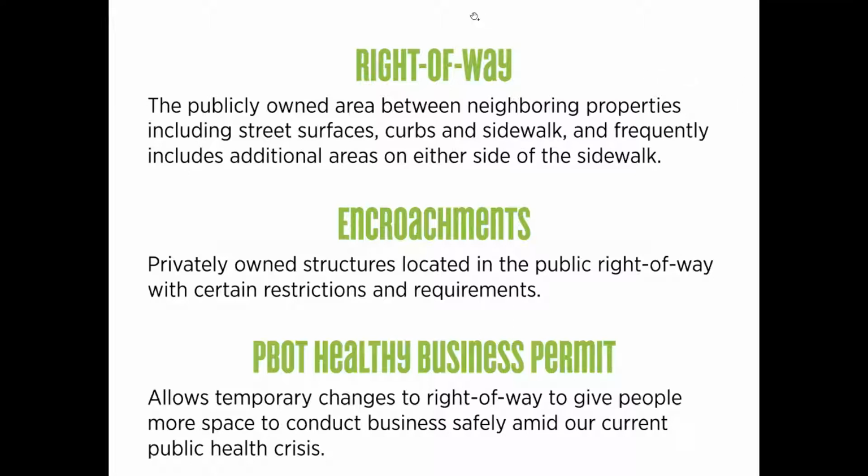The first of which is right-of-way. The right-of-way is the publicly owned area between neighboring properties. So that's the street, sidewalk, it can be an alleyway, and anything that kind of falls into that category. An encroachment is a privately owned structure that is located in the right-of-way. So this is your typical cafe seating, planters, anything that you might have that's in those areas.